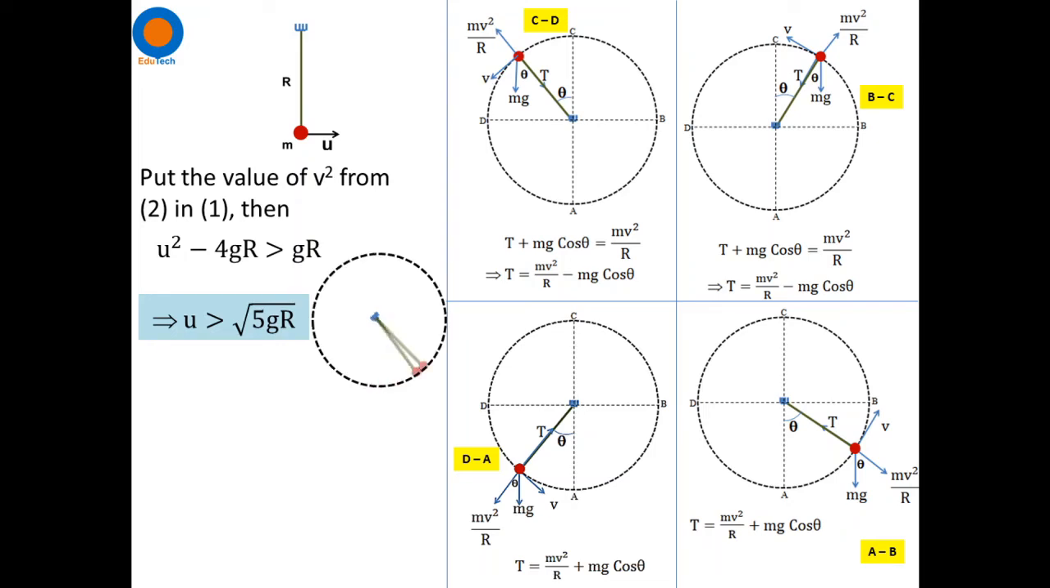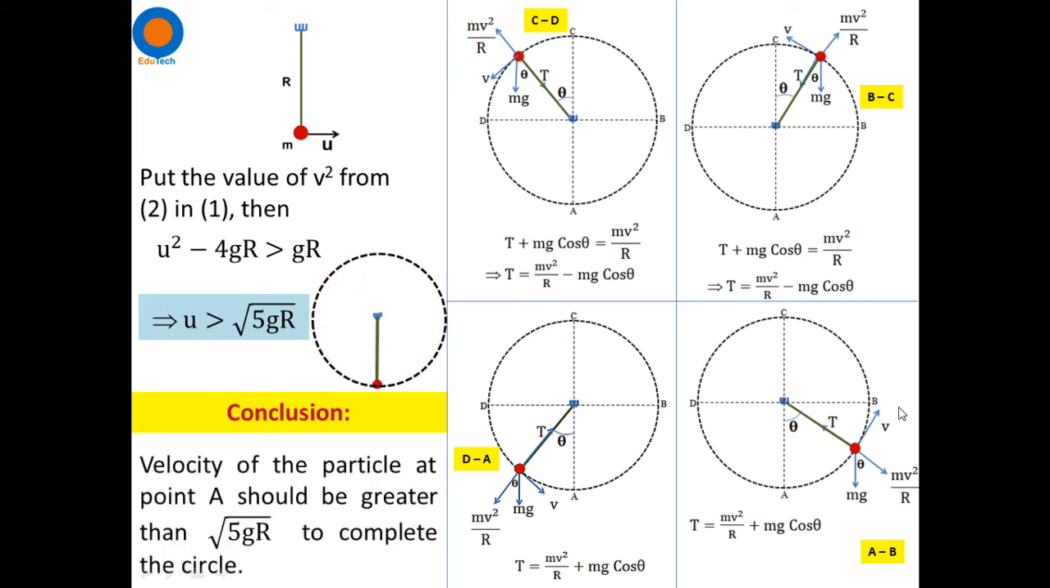See here, the animation has been done. So what is the conclusion? The velocity of the particle at point A should be greater than root 5 gr to complete the circle. Getting it? Our problem number 1 was, what should be the minimum velocity u so that it completes the circle. The answer is that the velocity should be greater than root 5 gr, then it will complete the circle. Okay, getting it?